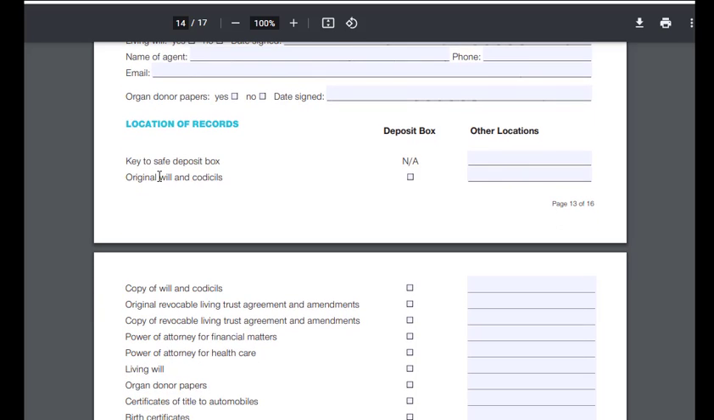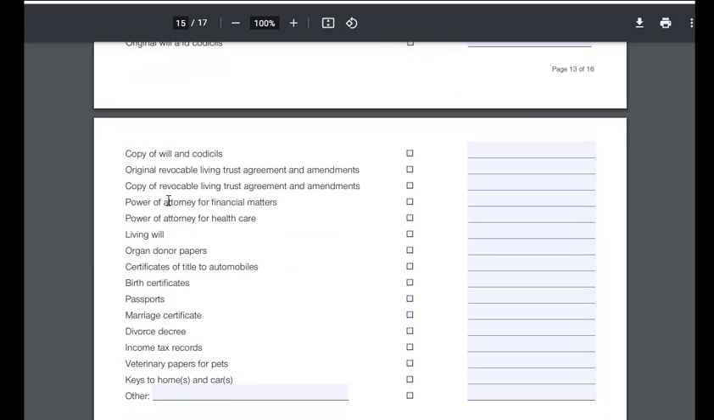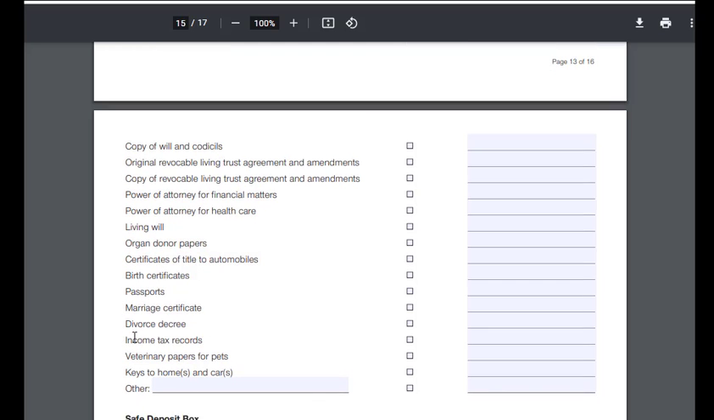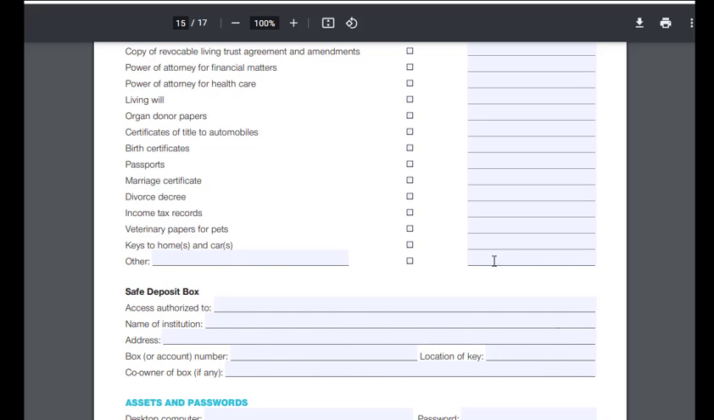And here's a great checklist. Location of records, a key to safe deposit box, yes or no. Original will and codicils. I don't really know what codicils is. Obviously, if I'm pronouncing the word incorrectly, you can let me know. Anyway, we have living will, organ donor papers, birth certificate, passports, etc. So you can list if you have these. You can check off the box. I think you can just type an X in the box.